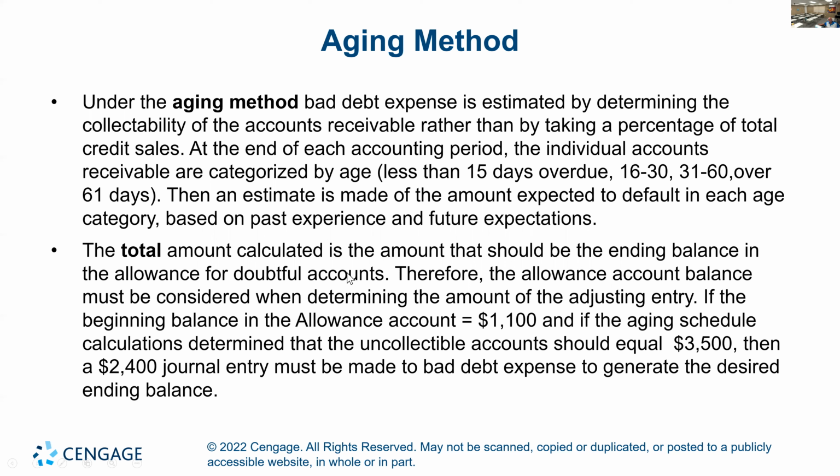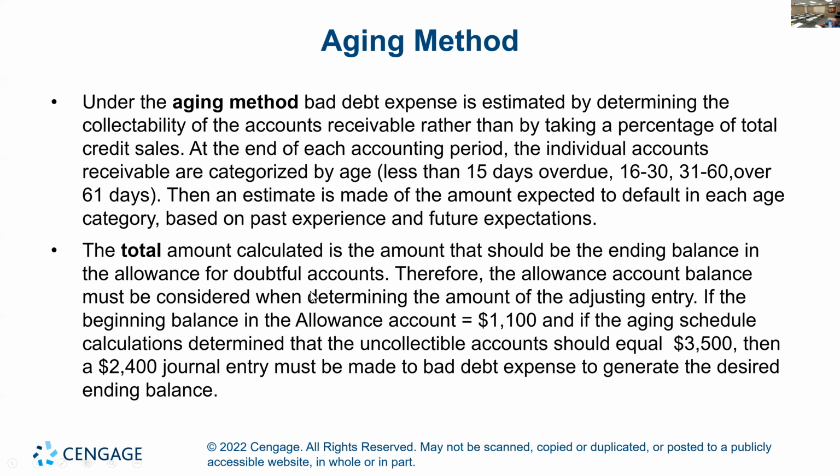Anyway, for 16 to 30 days, maybe now we expect we're only going to collect about 60% of this. Then you get to 31 to 60 days, it's getting 2 months out. Now it's past the next due date, so maybe we're only going to collect 50% of this. And if it's over 60 days, maybe we're only going to collect 20% of this. You're going to have a different percent for each category.